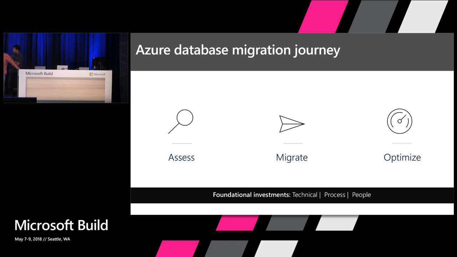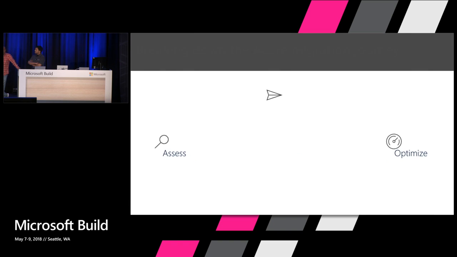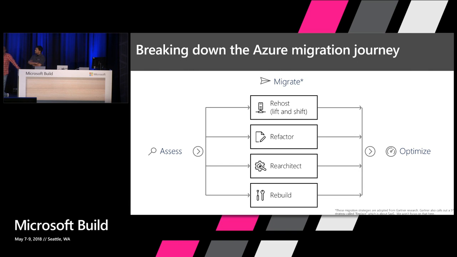Once you get to the cloud, you start leveraging all the built-in intelligent features and the security features of the cloud to really optimize your environment and increase the efficiencies of your applications. But these are the three major phases that we see our enterprise customers go through when they talk about cloud migrations. And in this session, we're primarily focusing on the migrate piece, and especially on the database migration piece.